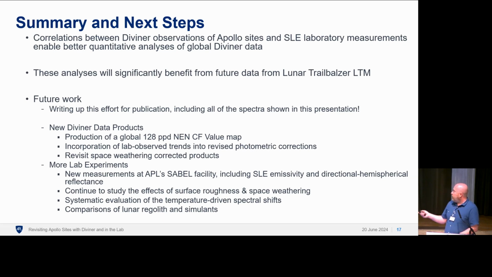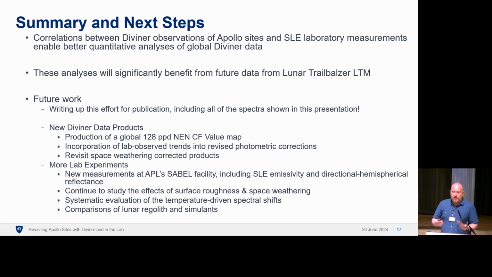The next steps are basically writing this up and getting all these spectra out for the community to use. We've learned a lot in doing this reanalysis that we're going to be applying to some new Diviner data products. So keep your eyes out for this. For the first time ever, we're going to do a 128 pixel per degree normalized equatorial noon composition map. Previously, we were only able to do that at much coarser resolution. And we're also looking at ways of revising our photometric corrections.